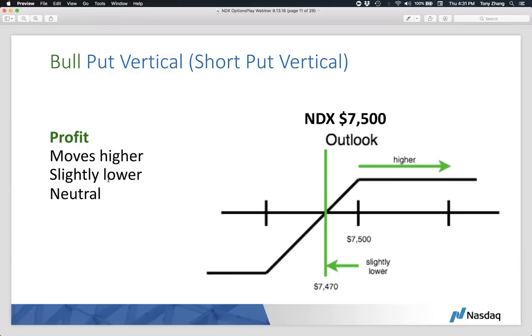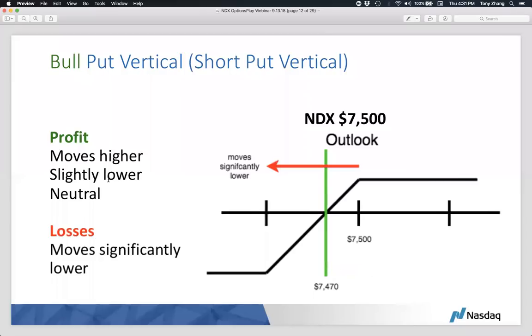You can always profit from a bull put vertical. The only time you have losses is if the index really moves significantly lower. That's when you will have losses on this specific trade. So that's how to construct a bull put vertical and the different outlooks that you will have in order to implement one of these types of trades.